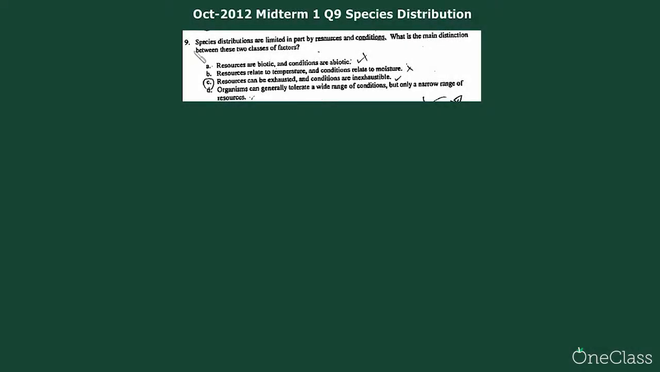Hello, now let's solve question 9 of October 2012 midterm 1 on species distribution. The question states, species distributions are limited in part by resources and conditions. What is the main distinction between the two class of factors? Okay, so the question targets a very fundamental concept about resources and conditions and how they limit species distribution.